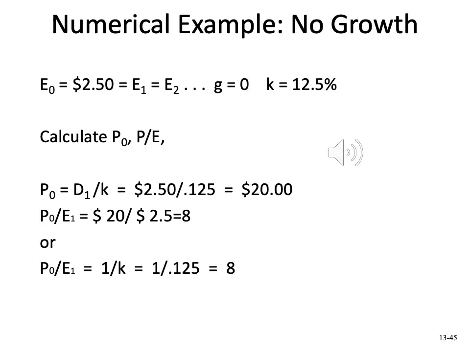Or we can use our previous formula in the no growth case. The P/E ratio is just 1 over K. So 1 over 12.5%, we have the exact same number, 8.